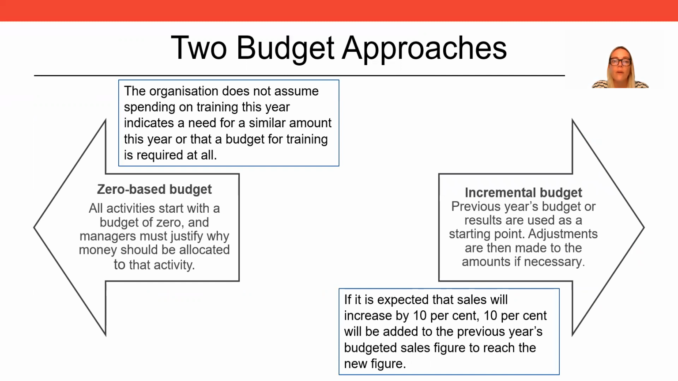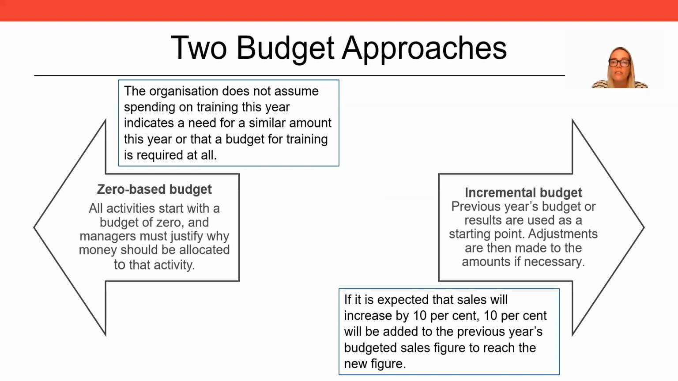The first is a zero-based budget, and this is where, when budgeting, all activities start with a budget of zero, and managers must fully justify why money needs to be allocated to that particular activity over something else in the company. So this means that the organisation doesn't assume, for example, that spending on training this year indicates a need for a similar amount next year, or that a budget for training is required at all. You start from scratch each time.